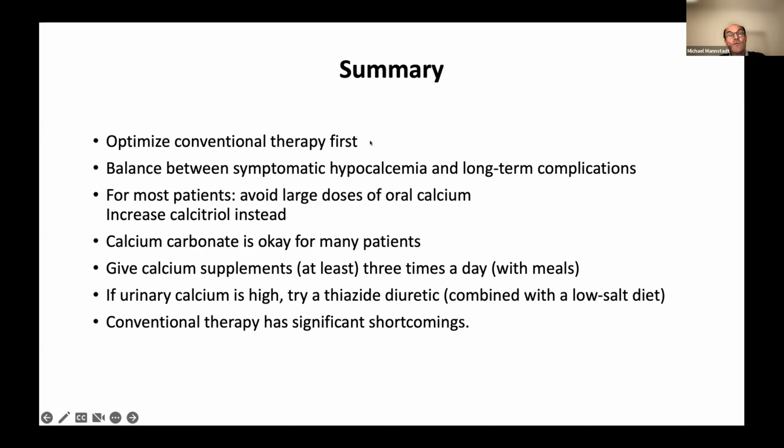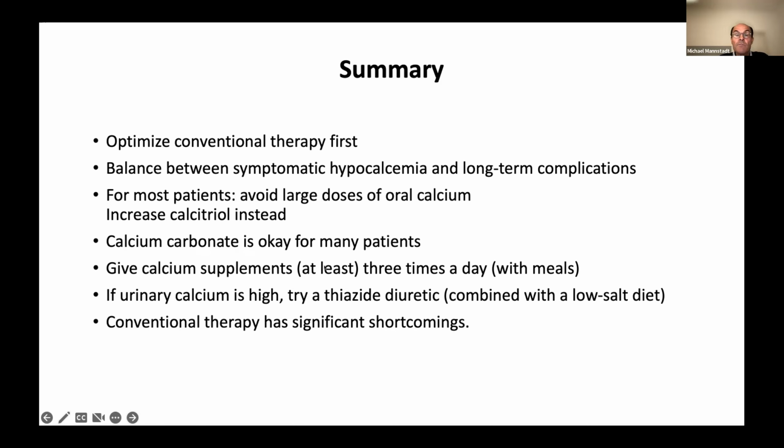We want to optimize conventional therapy, and the difficulty here is to strike the right balance between symptomatic hypocalcemia, to have the calcium too low, and long-term complications from calcium that is too high for the therapy that we have with conventional therapy. For most patients, I would avoid large doses of oral calcium, but increase calcitriol instead. Calcium carbonate is actually okay for many patients, and we talked about some of the exceptions.